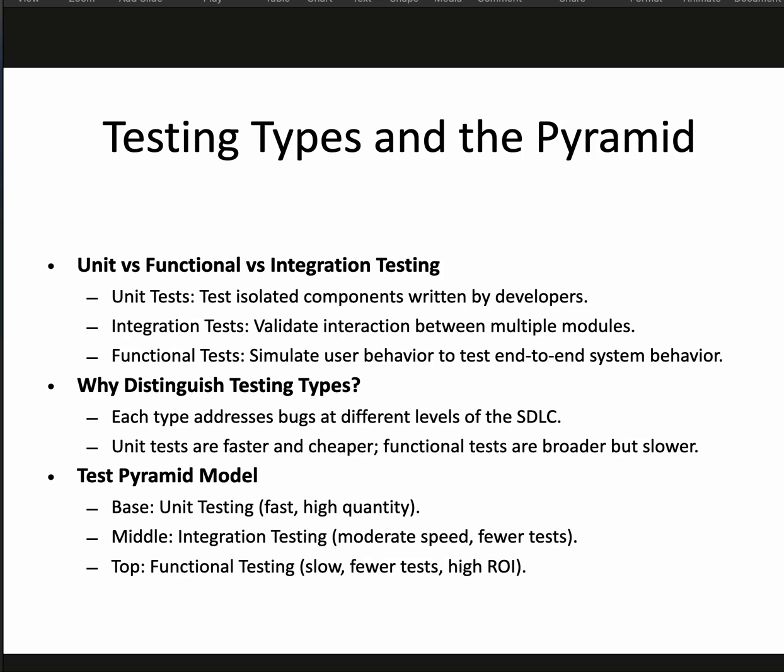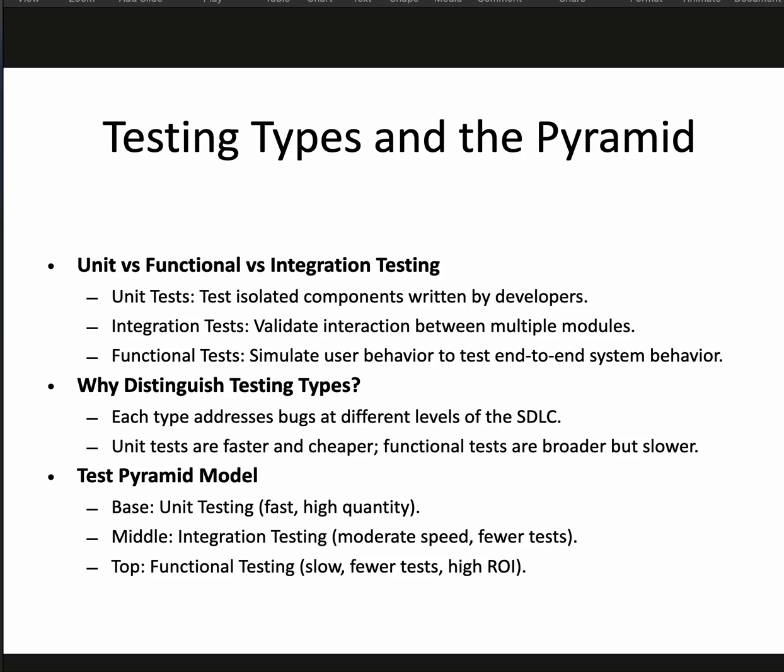Why do we distinguish testing types? Each level catches different bugs. Unit tests are great for catching logic errors early. Integration tests help uncover issues with communication between parts of the system. Functional tests catch user-facing problems. Unit tests are cheaper and faster to run, but less broad. Functional tests take more time and resources, but they provide higher level confidence.